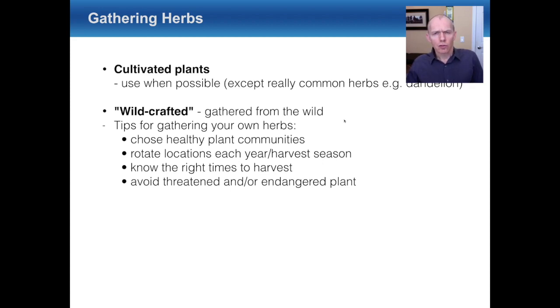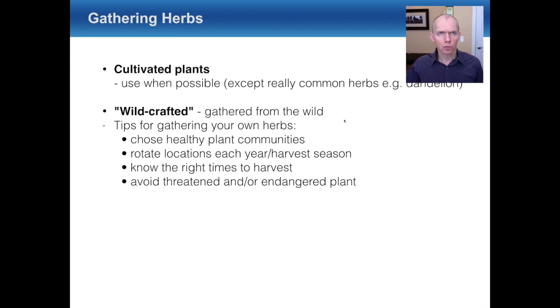I've also grown certain herbs and used those as well. I've grown ginseng and echinacea and a few other things. So cultivated means grown in the garden. Wild crafted basically means you're just walking out in the field or a woods or wherever it is and you're just picking them. So if you're doing that, there's a couple little tips you should be aware of.